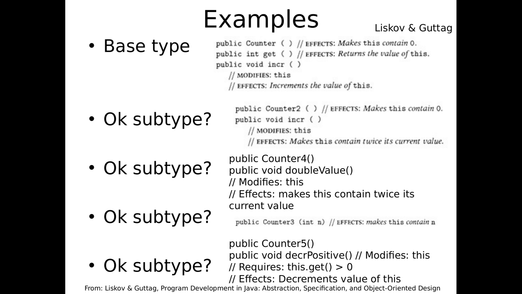How about this one, counter three? All this one does is, it's the same as counter, but it has an extra constructor. It adds some niftiness to it, some freedom. Instead of always starting at zero, it lets you start at any integer. You can construct a counter three and start it at two or one or any integer. Let's suppose you had one of these, and someone passed it in as a counter. Would that be okay? Why not?